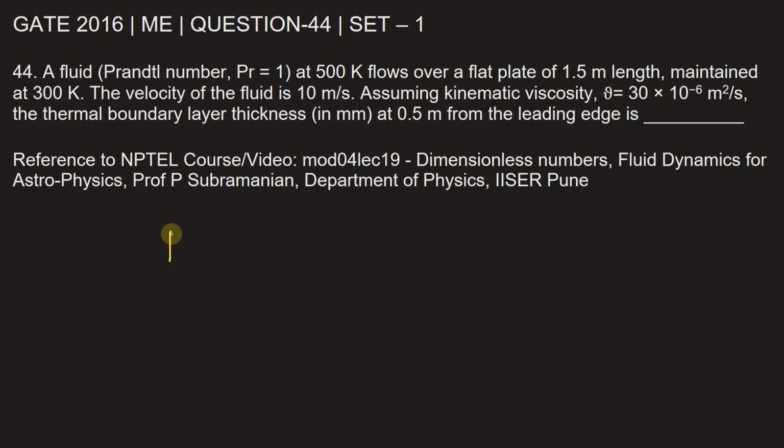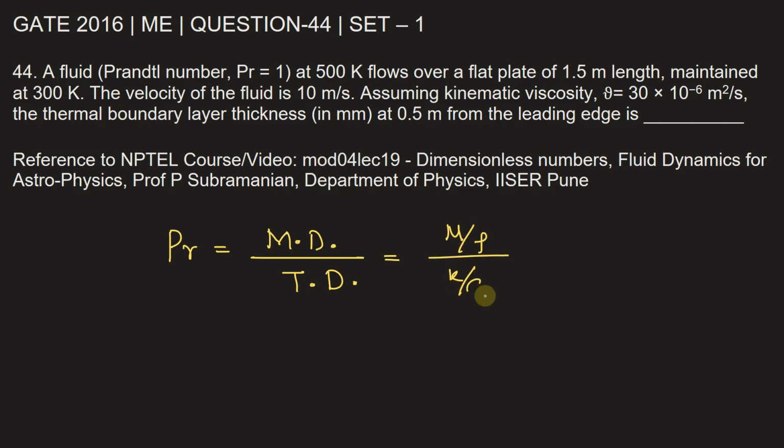Prandtl number can be defined as the ratio of momentum diffusivity to thermal diffusivity, which can be written as mu by rho divided by K by Cp into rho, which is equal to mu Cp by K. Right. K is the thermal conductivity of the fluid and Cp is the heat capacity of the fluid.